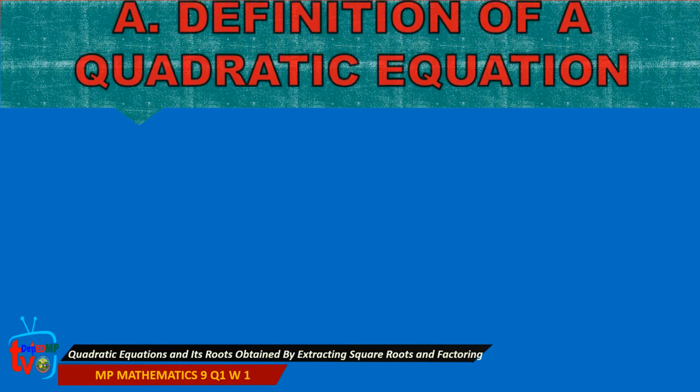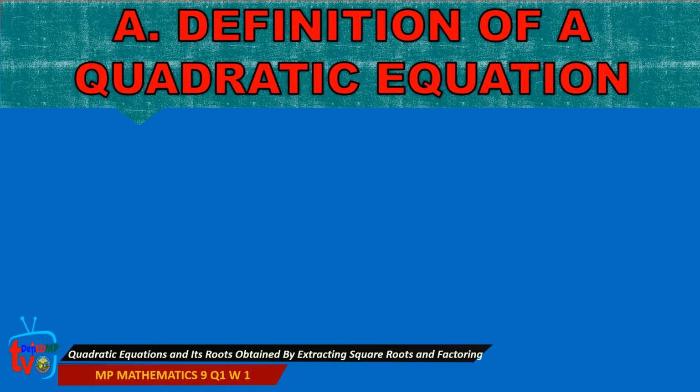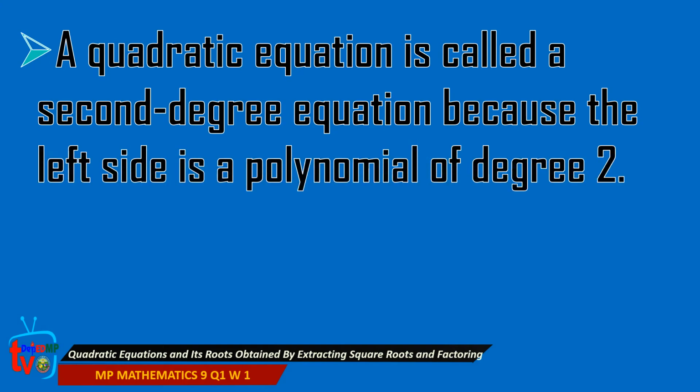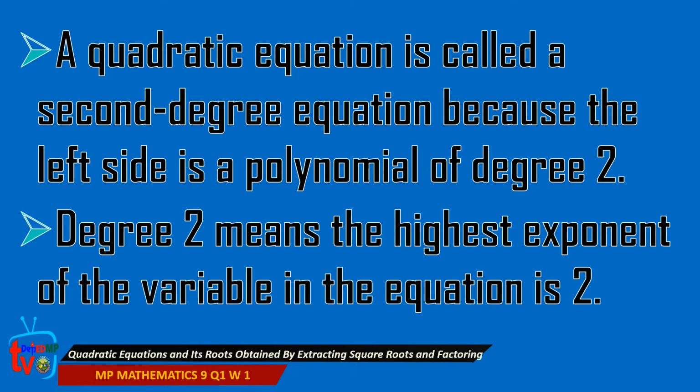Let's have the definition of a quadratic equation. The name quadratic comes from the word quad, meaning square. A quadratic equation is called a second-degree equation because the left side is a polynomial of degree 2. When we say degree 2, it means that the highest exponent of the variable in the equation is 2.